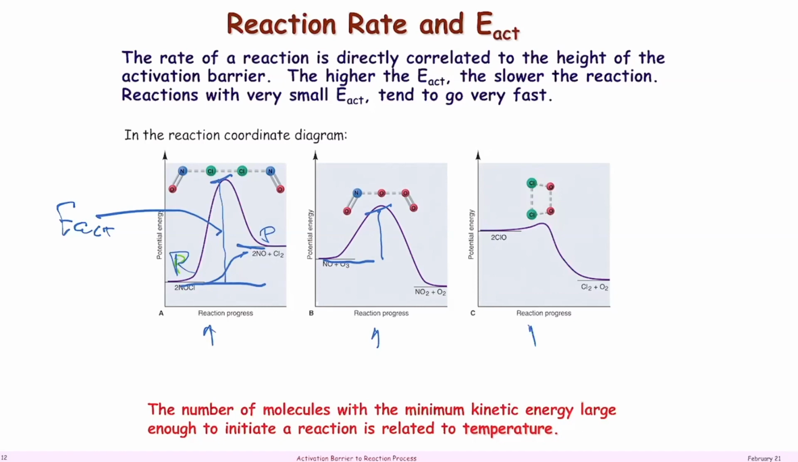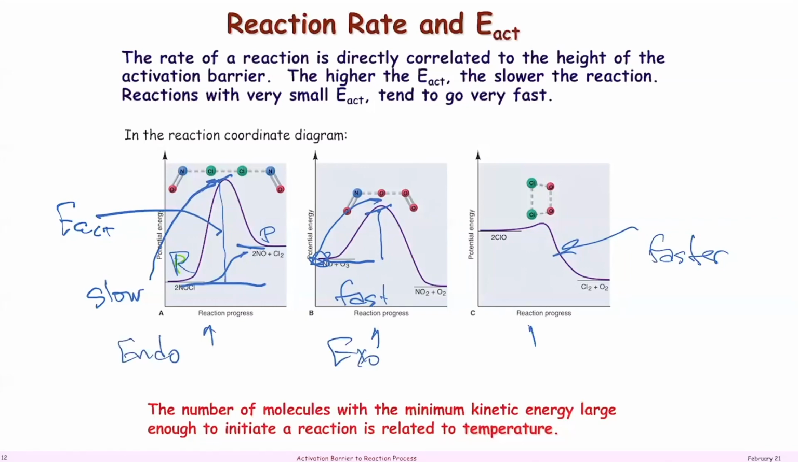It's a faster reaction. Why? Because there, less energy is needed to overcome that barrier. Here, more energy is needed to overcome that barrier. So this is slow, this is fast, but this is even faster than the previous. Why? Because look at that activation barrier. It's even lower than the others. This would be an endo, this would be an exo, and this would be exo.